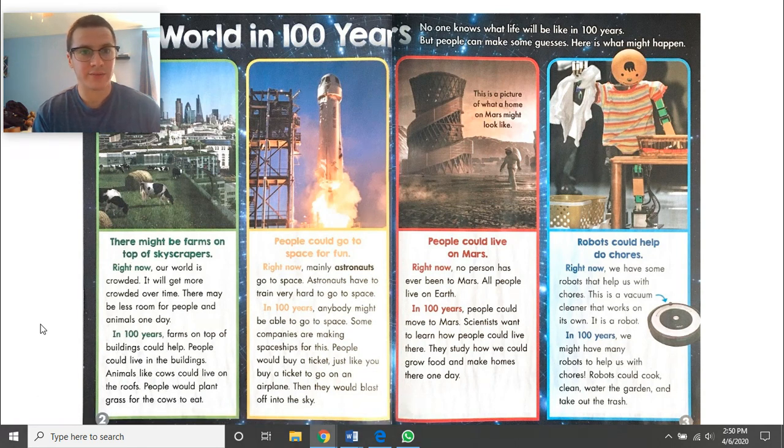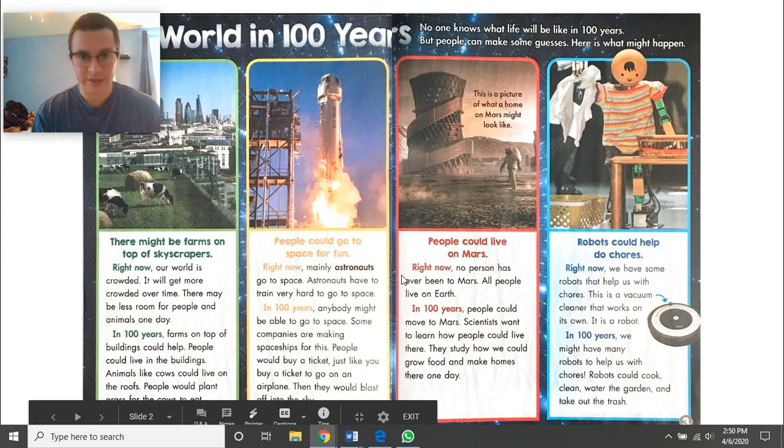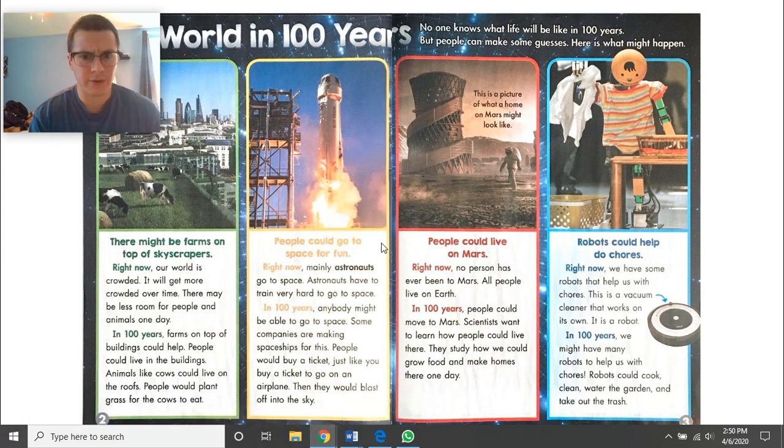All right, so we got a lot of information about farms on top of skyscrapers that might happen in 100 years. All right, let's go to the next section. People could go to space for fun. Right now, mainly astronauts go to space. Astronauts have to train very hard to go to space. In 100 years, anybody might be able to go to space.